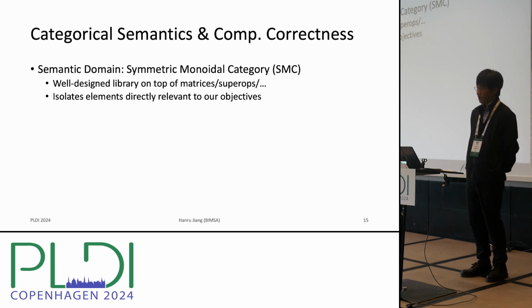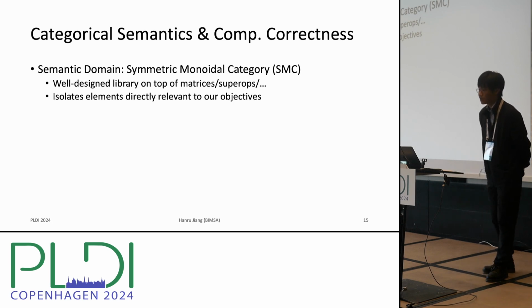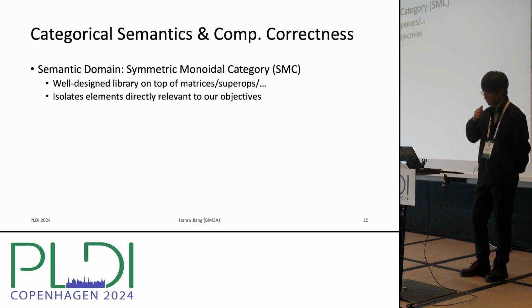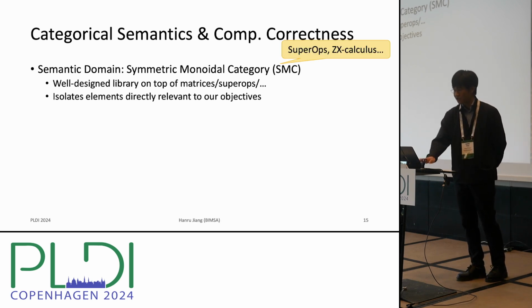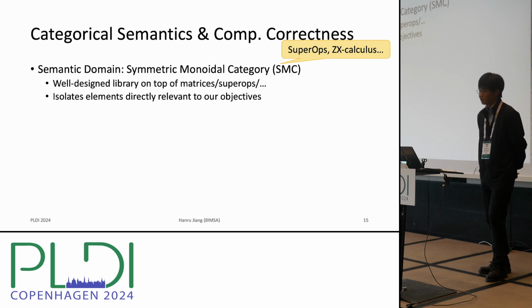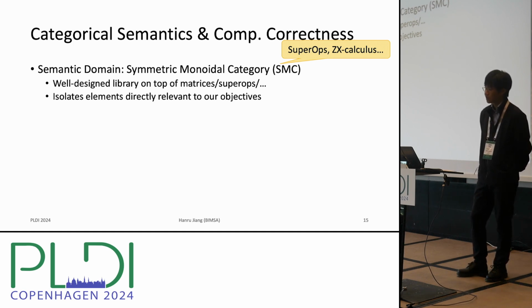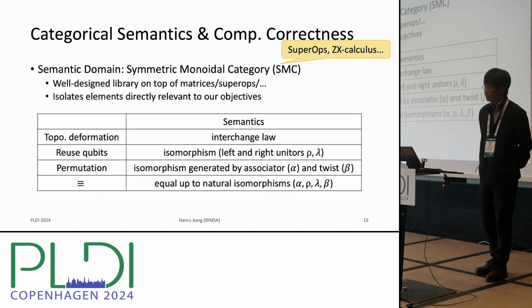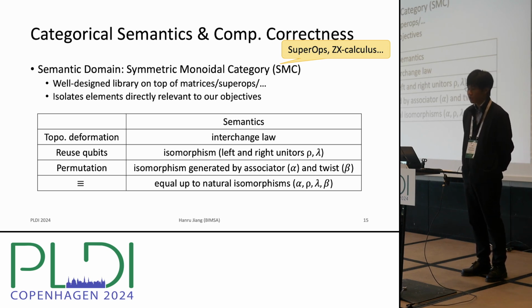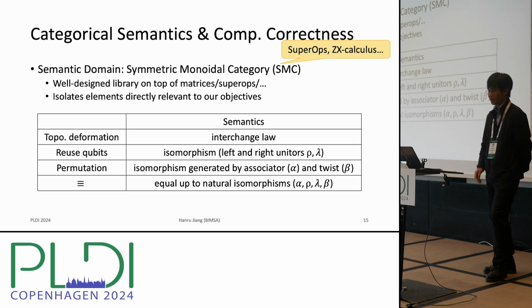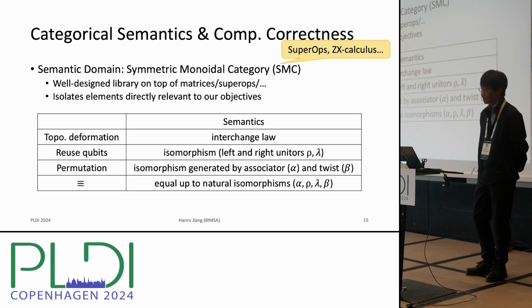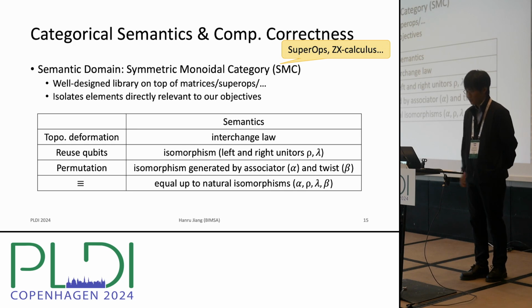SMC, you may think of it as a well-organized and comprehensive library on top of matrices that isolates the elements that are directly relevant to our objectives. But SMC is not an arbitrary choice. It is actually a shared structure in commonly used semantic domains, such as superoperators and ZX calculus. So using SMC, we find that the previously introduced key ingredients have an obvious semantics. For example, the topological deformation has its semantics as the interchange law in SMC, and reusing qubits is actually applying isomorphisms, that is, right and left unitors. And permutations become an isomorphism generated by the associator and twists. And finally, the semantic equivalence can be defined by equality up to the above isomorphisms, and the soundness is straightforward.